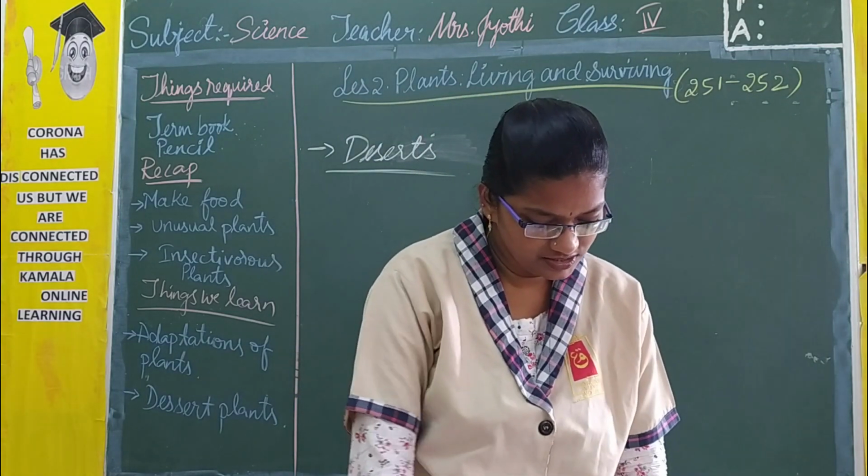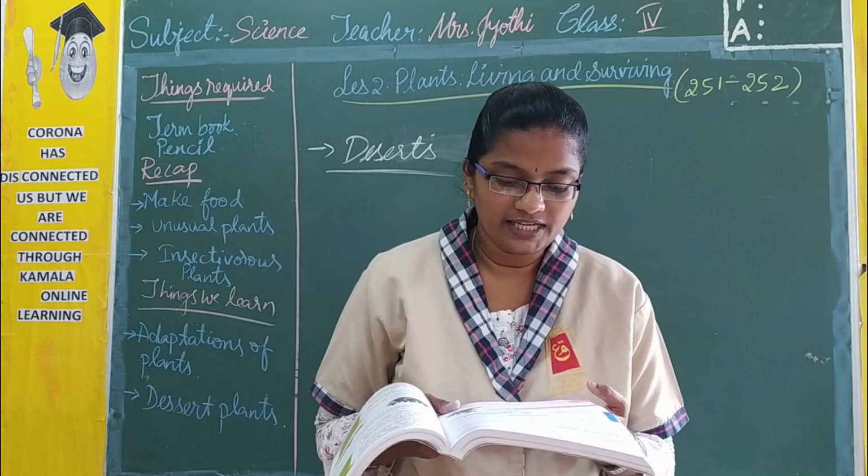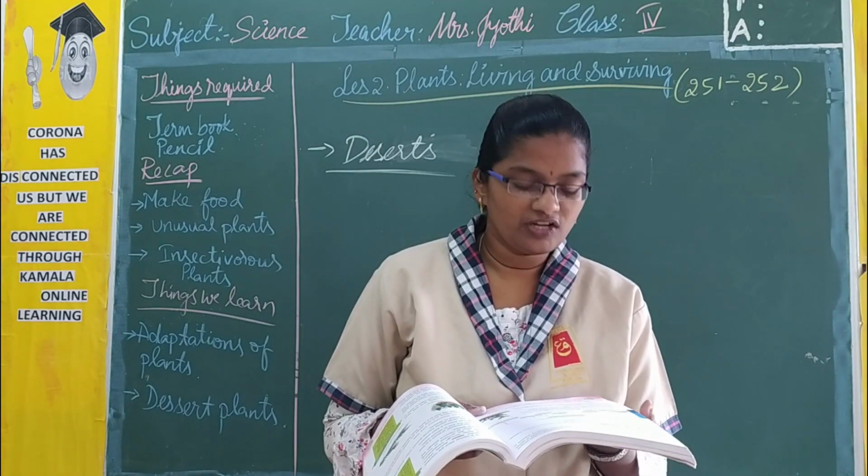Now here, plants that grow in deserts. Deserts are dry and sandy areas of land that receive scanty or no rain.